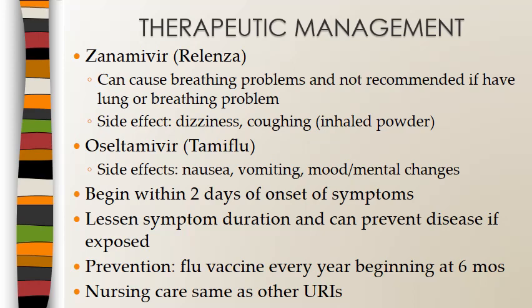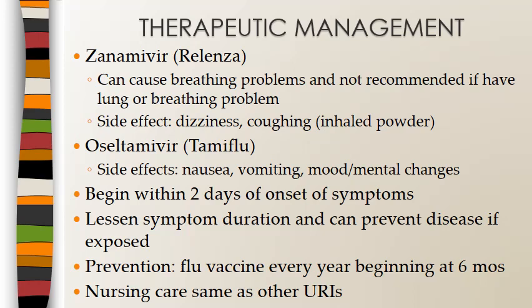So every child, every person should receive a flu vaccine every year beginning at 6 months of life. The other thing we need to keep in mind is that sometimes children who have received the flu shot do end up with the flu. So it isn't prevention 100%, but what happens with these children is that their symptoms of the disease and the duration will be less severe than a child who has not received the vaccine.